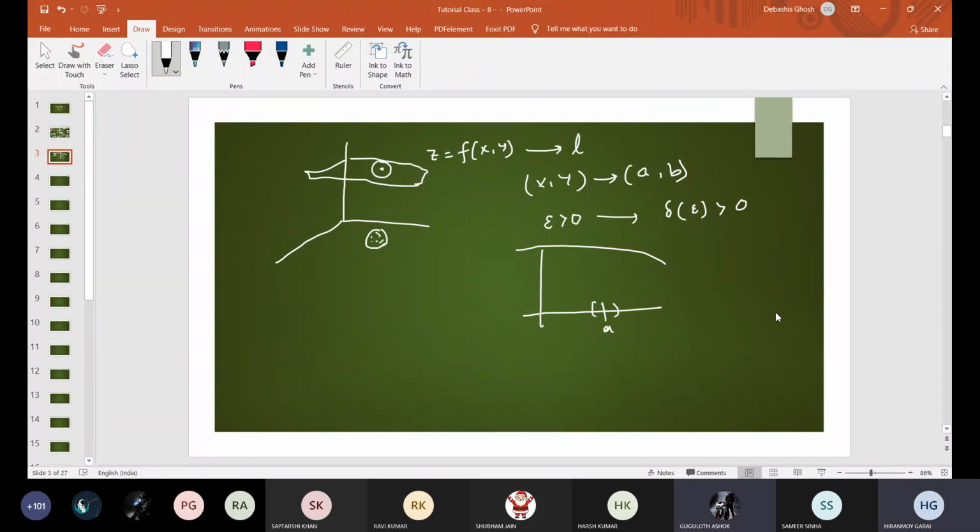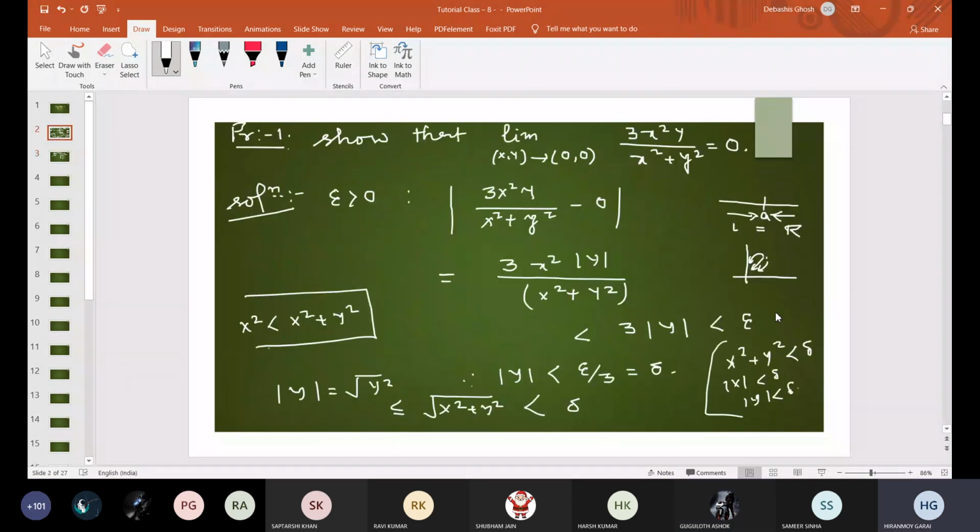Sir, in the second slide, can you please explain the last equal to part in the last step? This one? Yes, sir, the equal to in the last step.